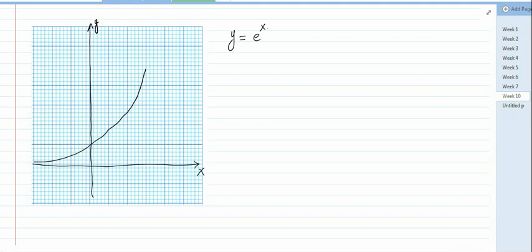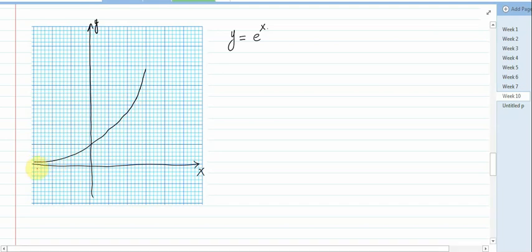If I draw my axes here, let's suppose that it's my grid, x-axis, y-axis. The graph of y equals e to the power x always follows this pattern. It always follows the same pattern, the curve you can see on your screen. It will never ever touch the x-axis.